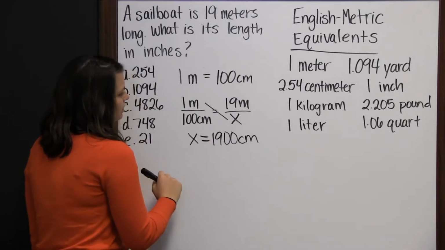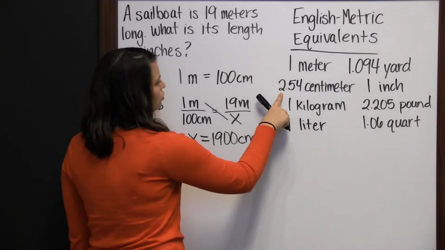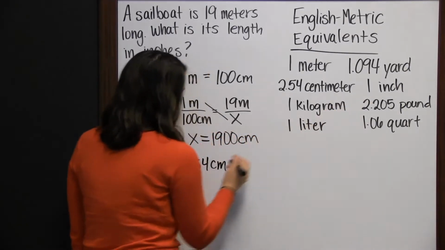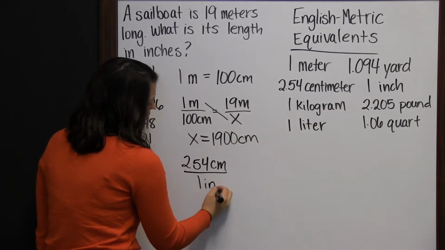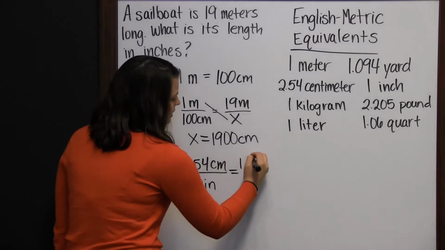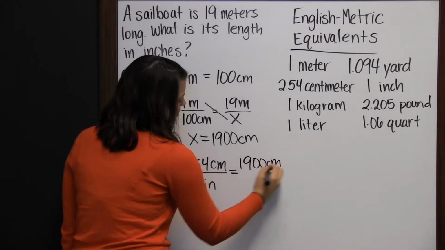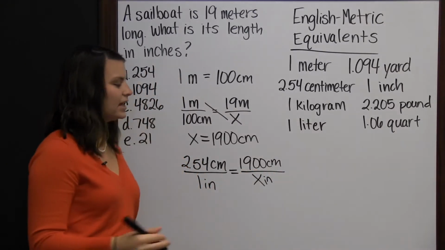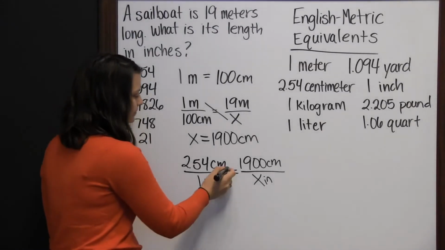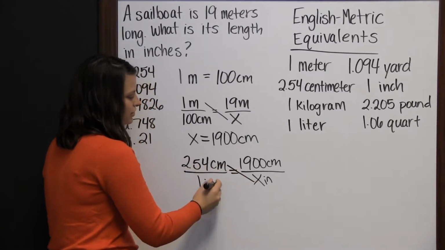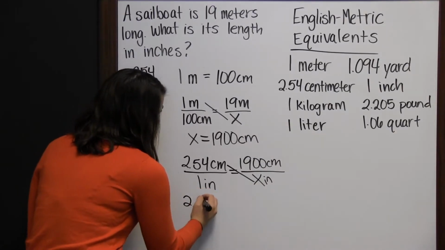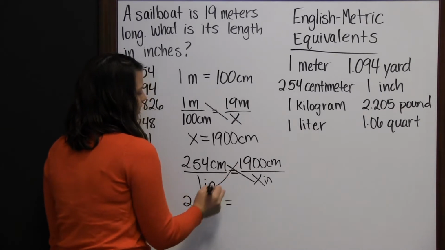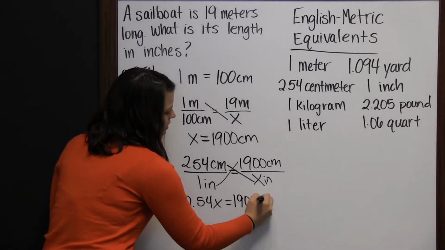Now I can use another proportion to find inches. I know that 2.54 centimeters is 1 inch. And I have 1900 centimeters, and I need to know how many inches that is. And again, to solve a proportion, we cross multiply. So 2.54 times x, 2.54x, is equal to 1 times 1900, which is 1900.